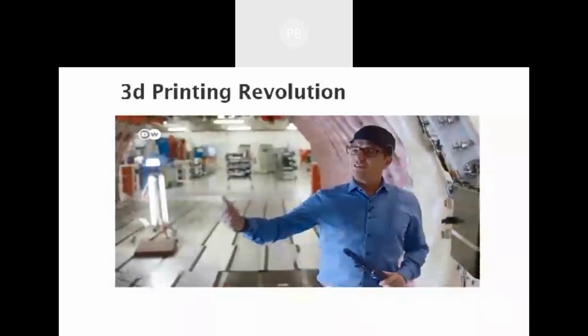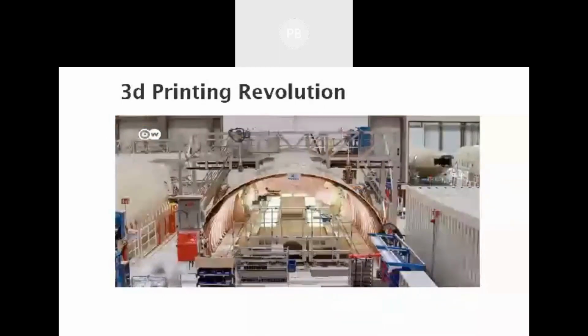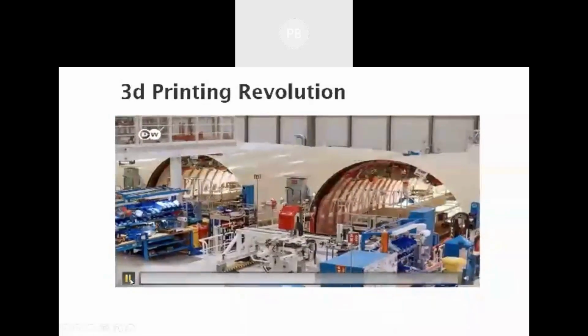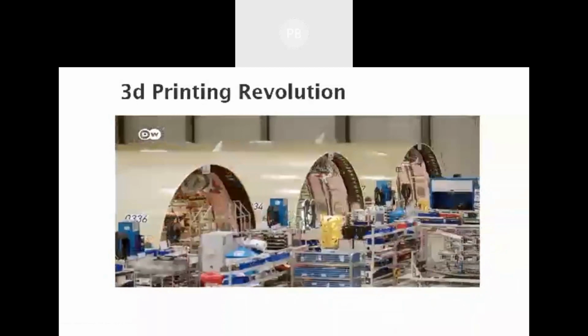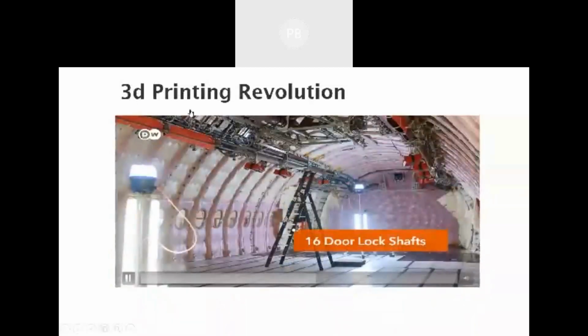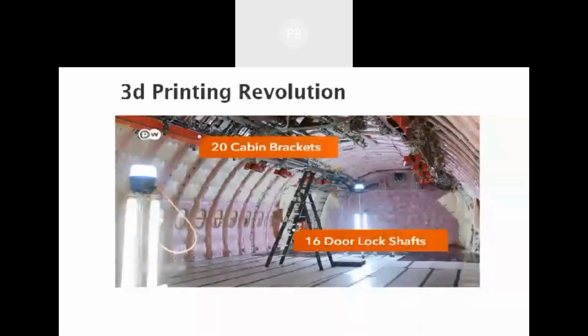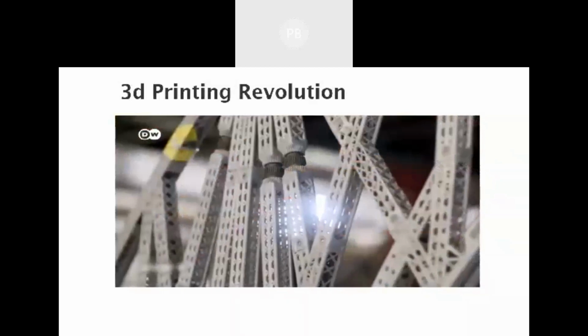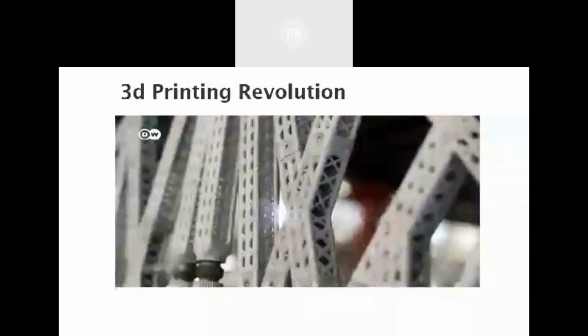It cuts down on fuel consumption and CO2 emissions. Over the 30-year lifespan of an aircraft, 1 less kilogram of weight will save 500,000 litres of fuel. The A350 actually has a lot of 3D printed parts: 16 door-lock shafts, 20 brackets for the crew cabin compartments, and more than 1,000 plastic parts in panels, ventilation systems, and electronics gear. Airbus is even testing prototypes of electrical parts.